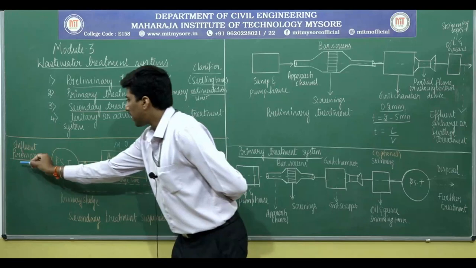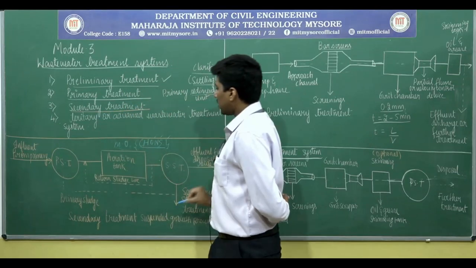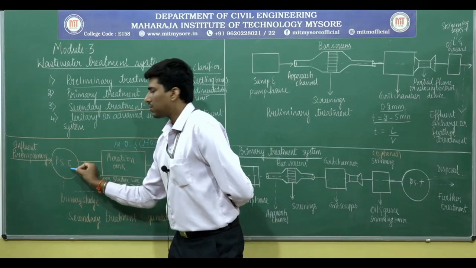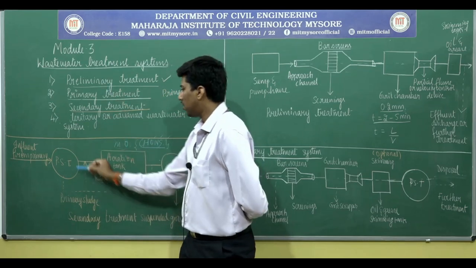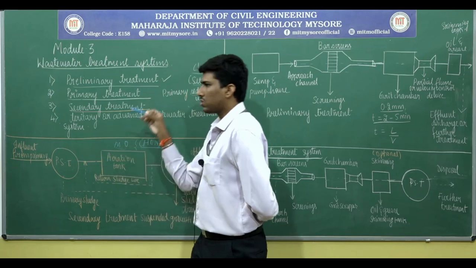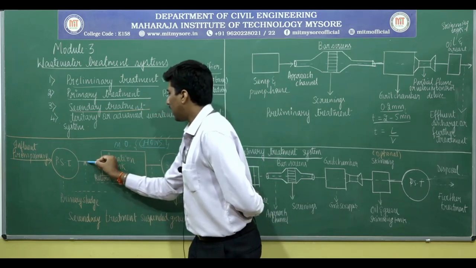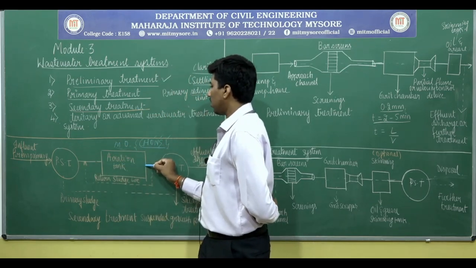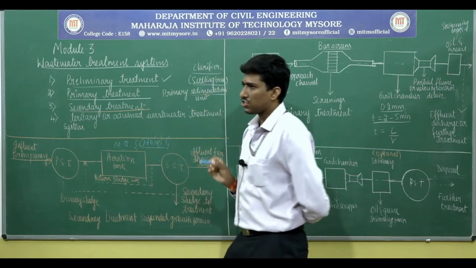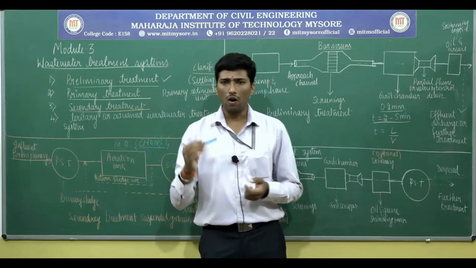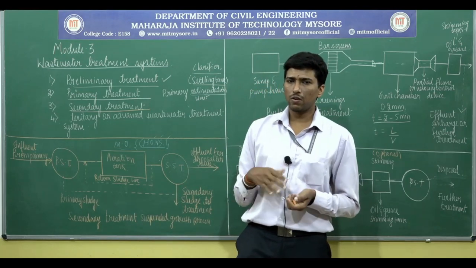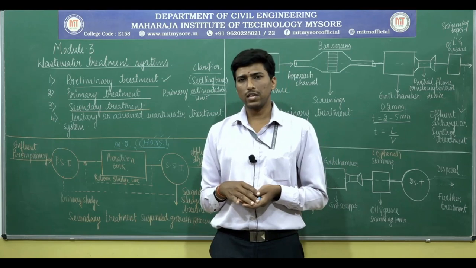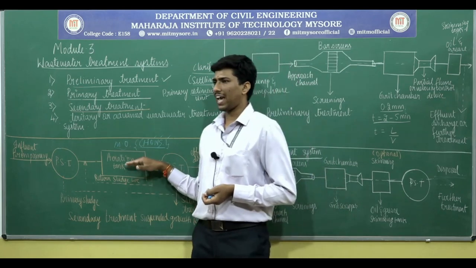Here, let me explain the flow diagram and then each unit I'll explain. In the primary sedimentation process, a unit operation, separation of the solids from the water takes place to a certain extent. And later on here, you can see the aeration tank. The term aeration means the process of addition of oxygen to the water, or air in contact with water, or water in contact with air media. We have an aeration tank.